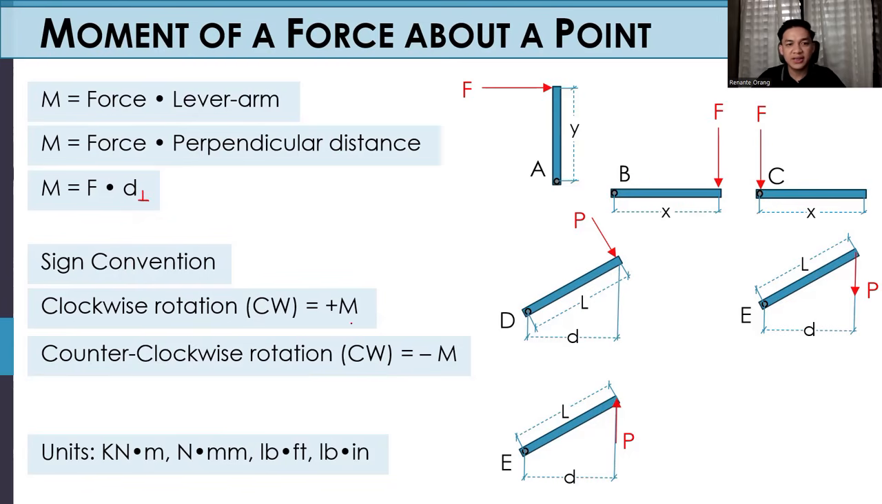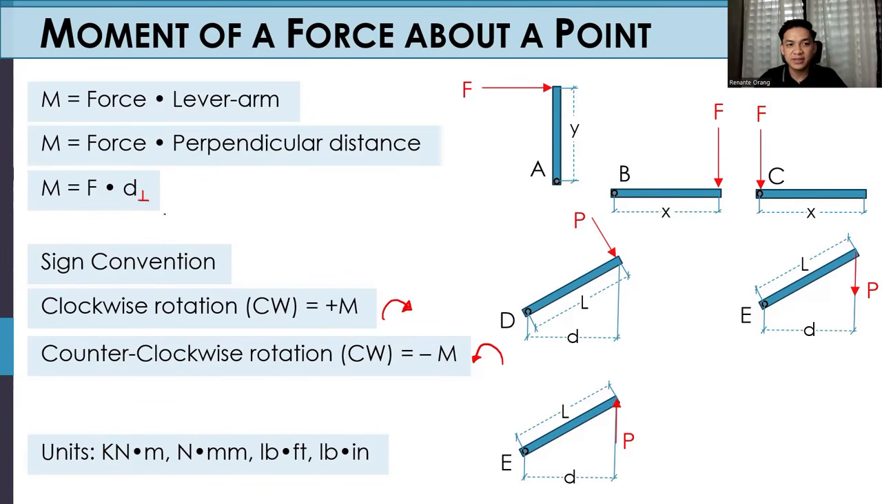So yung sign convention natin, class, pag clockwise rotation tayo, that is positive moment. And pag counterclockwise po tayo, that is negative moment. So, pwede mo siyang baliktarin, yung negative yung ating clockwise and positive yung counterclockwise mo as long as consistent ka sa solving mo. So, if our moment is equivalent to force times perpendicular distance, yung kanyang units are the following. We have kilonewton meter, newton millimeter, pounds feet, or pounds inches. So, depende sa given natin na force and given natin na distance.